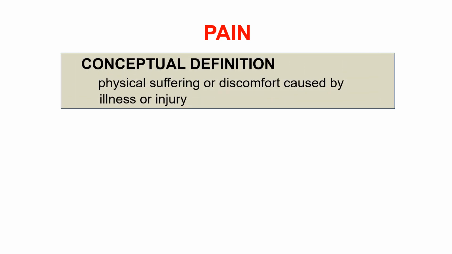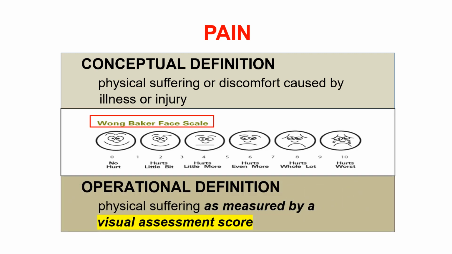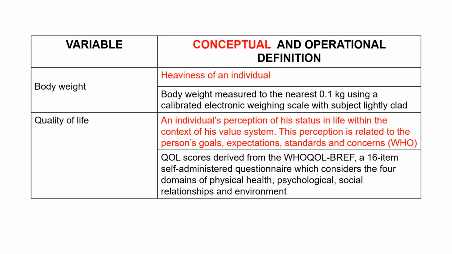Take pain, for example. Conceptually, it is defined as physical suffering or discomfort caused by illness or injury. Operationally, it is defined as physical suffering measured using a visual assessment score, such as the Wong-Baker Pain Scale, from 0 to 10, with 0 representing no hurt to 10 as hurts the most. Other examples are shown on this slide.